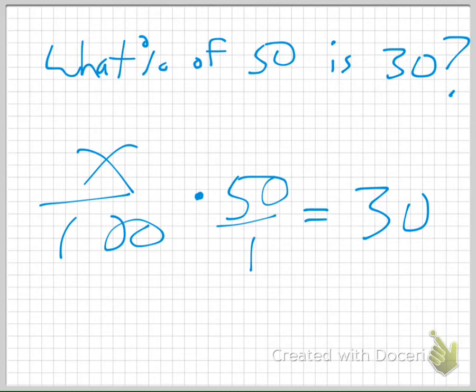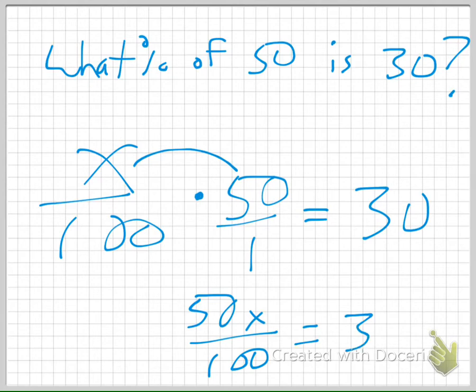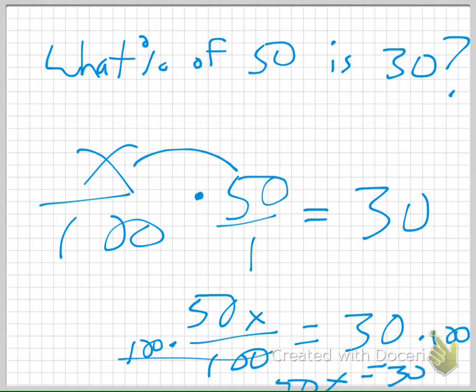So what can we do here? 50 times x is 50x over 100 equals 30. Now what? Is the variable happy? No. He's being multiplied by 50 and divided by 100. Which one should I take care of first? Get rid of the 100. Multiply this side by 100, multiply this side by 100. This is now 50x equals 3,000.